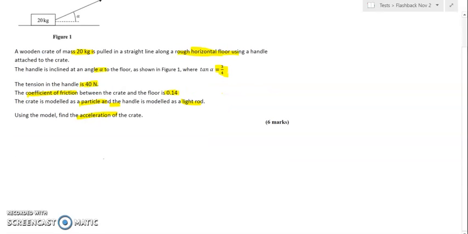So a wooden crate of mass 20 kilograms. They said to model it as a particle. So there's my particle, 20 kilograms, so 20g. It's pulled in a straight line along a rough horizontal floor. So remember, it's going to be rough, so there's going to be friction. Using a handle attached to the crate. The handle is inclined at an angle of alpha, where tan alpha is 3/4.